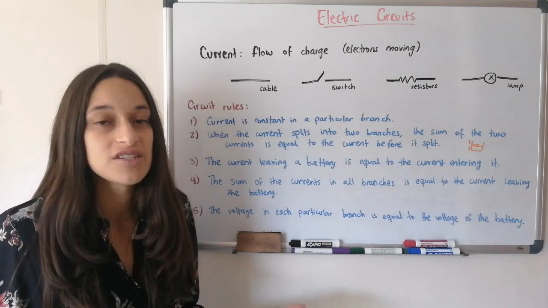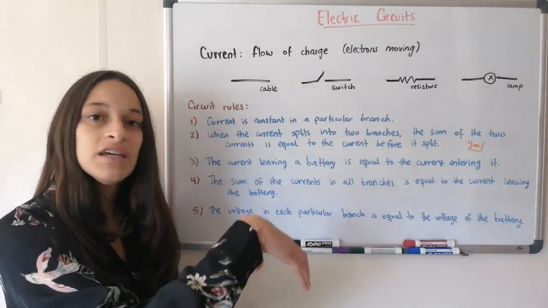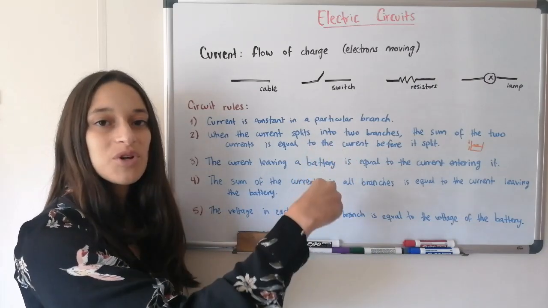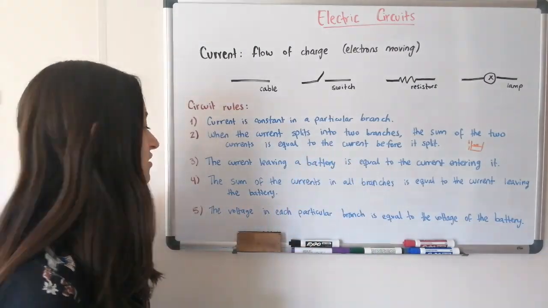The third one says the current leaving a battery is equal to the current entering it. So current is never lost, basically. The current leaves the battery, it splits into the branches, then it comes back together on the other side, and the same current will enter the battery on the other side.